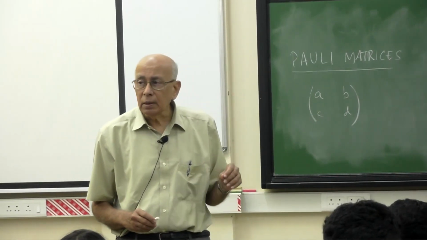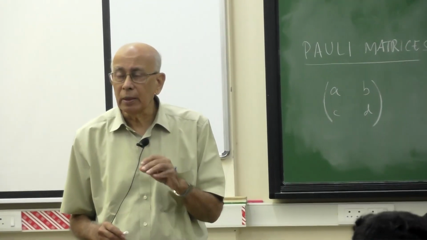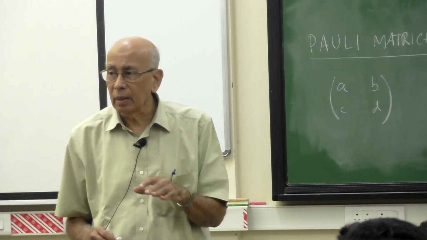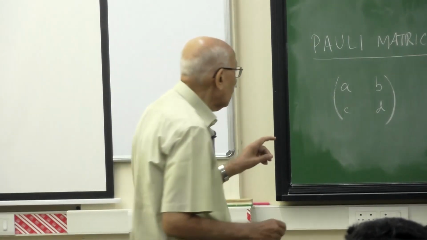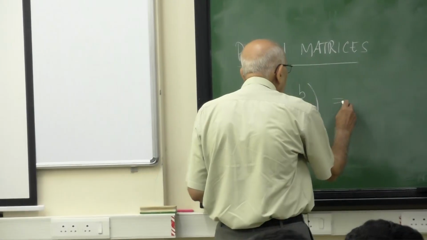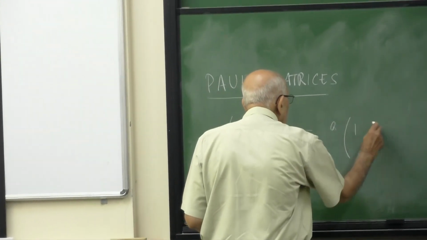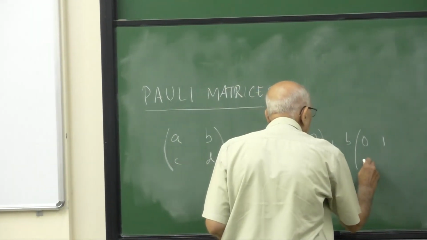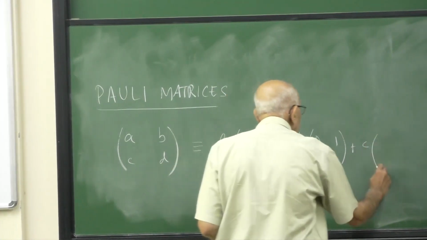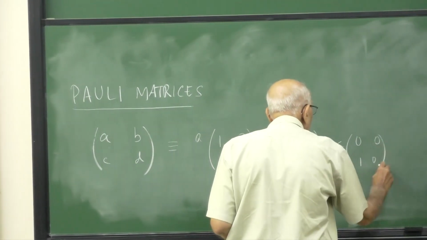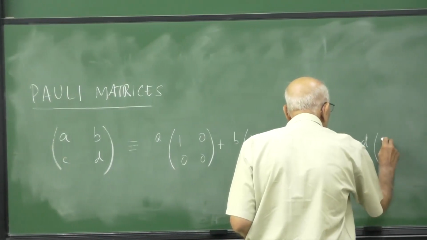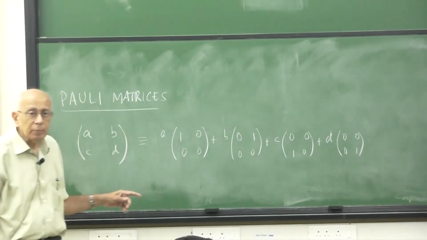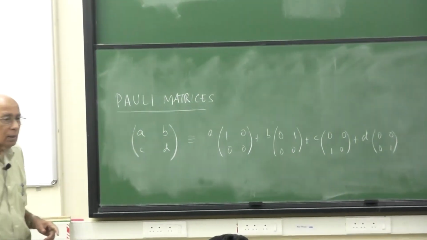2 by 2 matrices are also part of a linear space, the space of 2 by 2 matrices. N by n matrices are part of a linear space, the space of n by n matrices, because this object here actually is shorthand for the following: A times [1 0; 0 0] plus B times [0 1; 0 0] and so on. It is actually shorthand for this expansion in a basis set, and this is the basis.